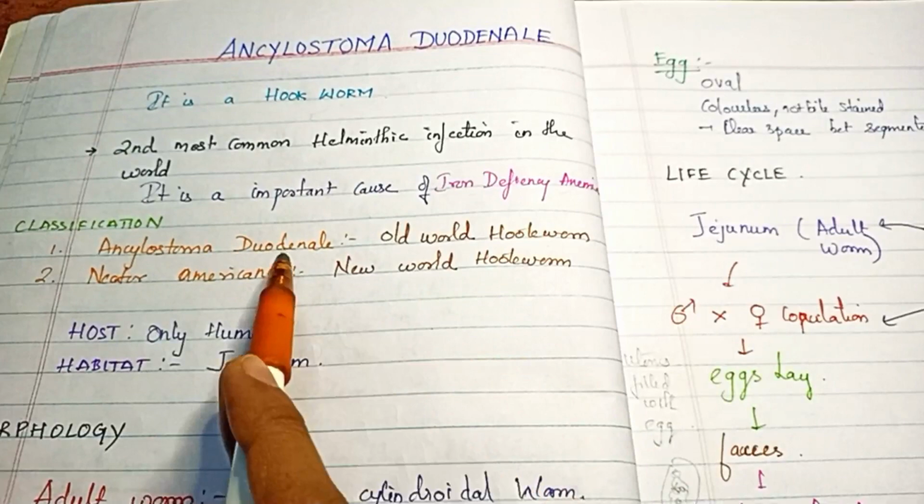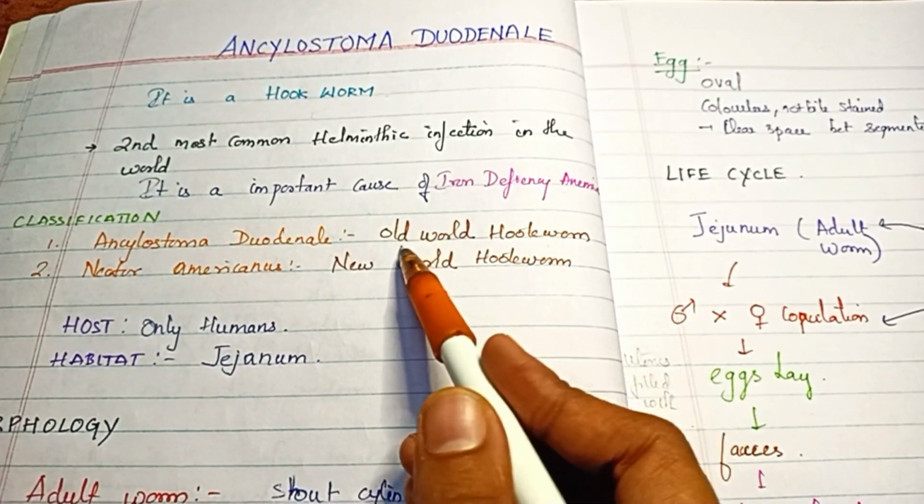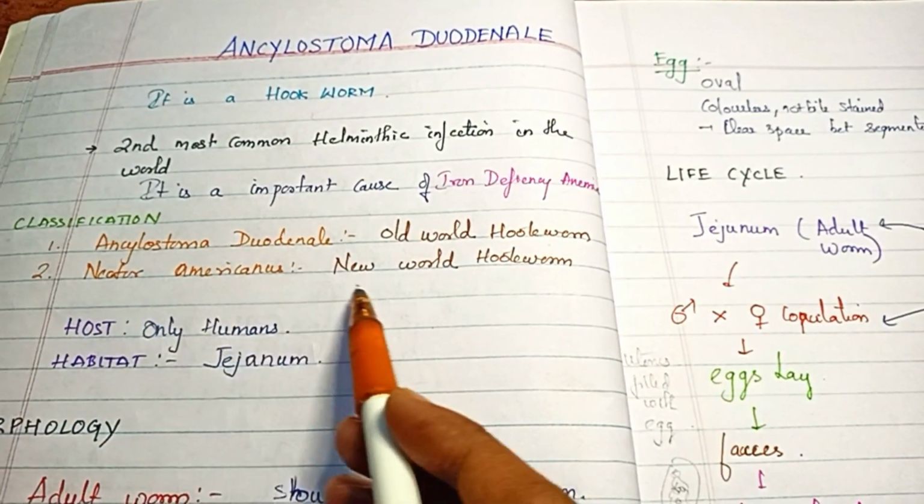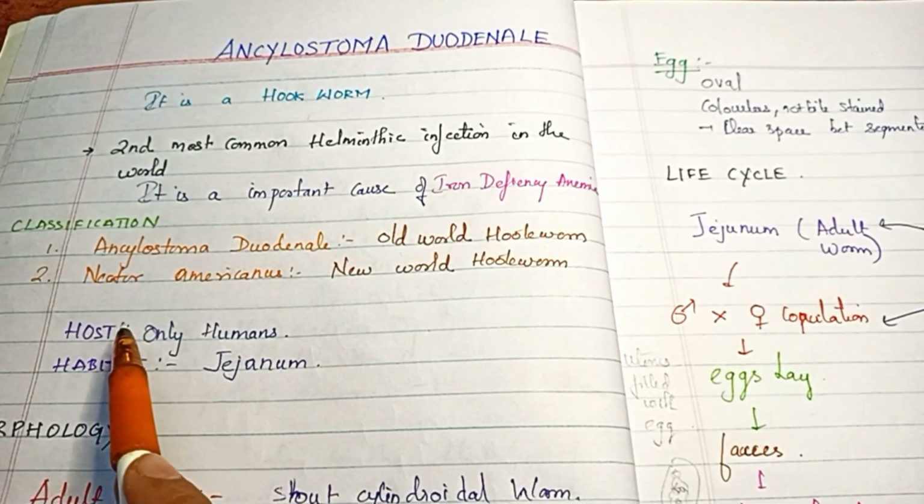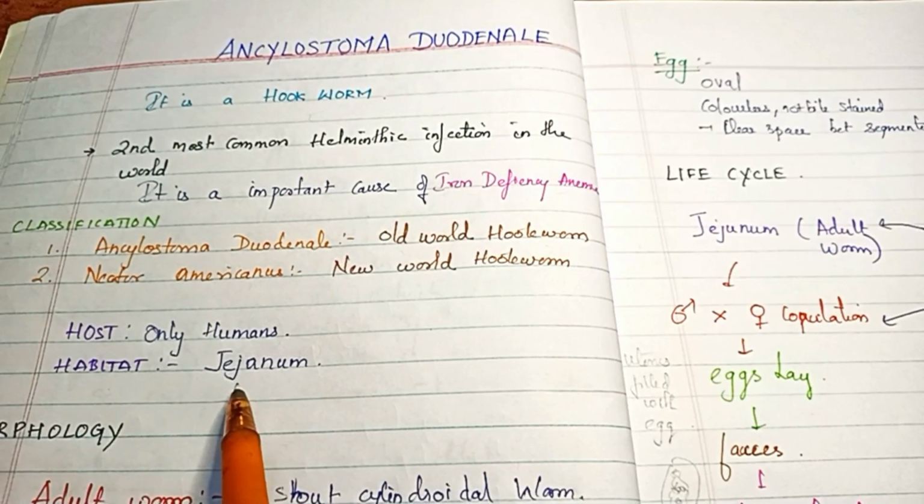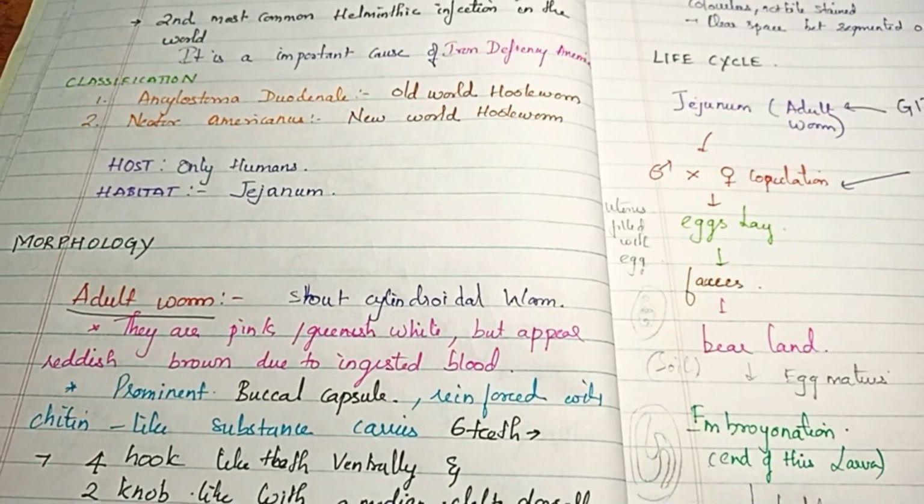So classification. Hookworms are of two types. Ancylostoma duodenale is also called the old world hookworm and Necator americanus is the new world hookworm. Here the only host is humans and the habitat is the jejunum. So we'll see about the morphology here.